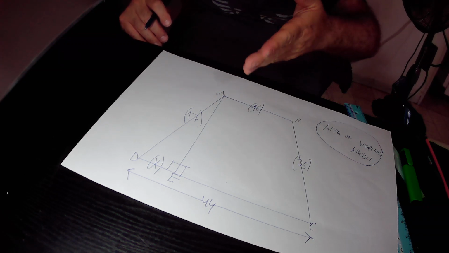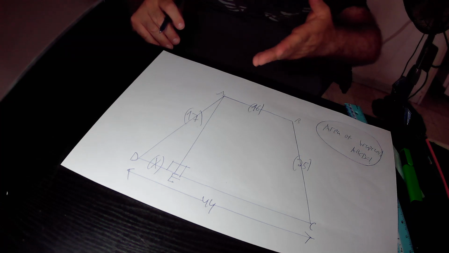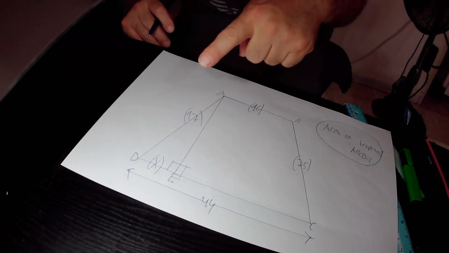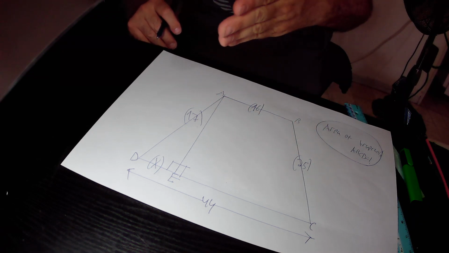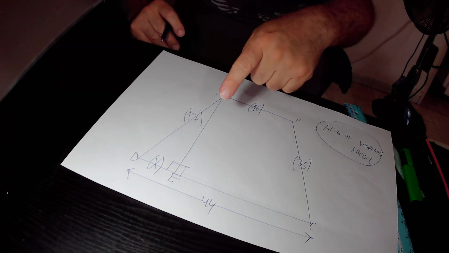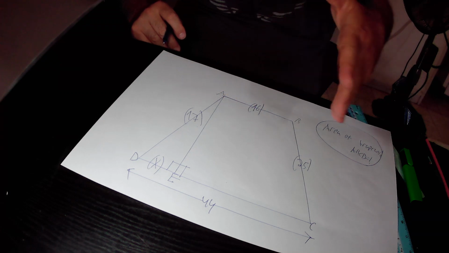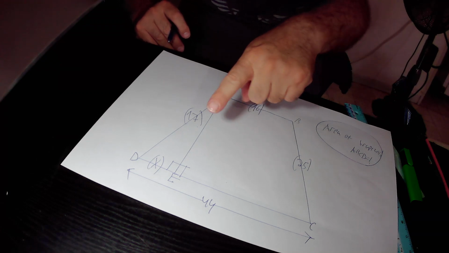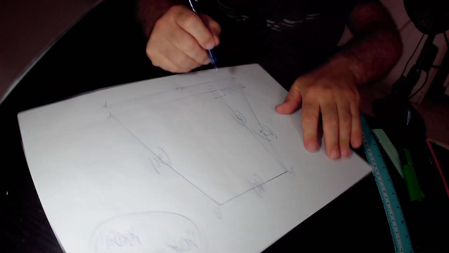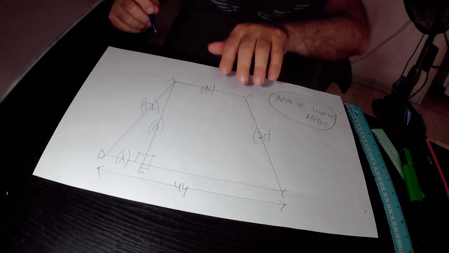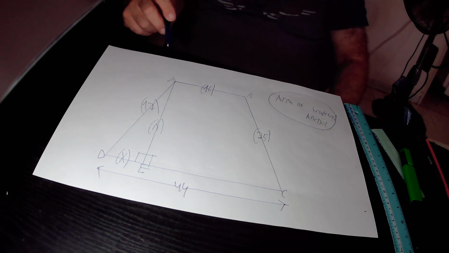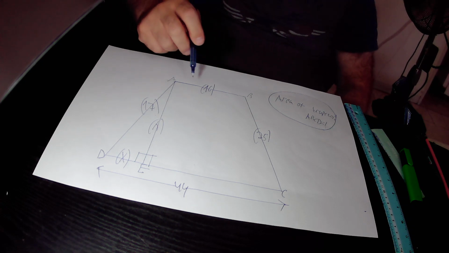Actually, side AE is also the height of trapezoid ABCD. Why? Because side AE creates 90 degrees with the base DC, and therefore AE must be the height of trapezoid ABCD. So we define side AE as h because it is the height of trapezoid ABCD. So AE equals h units according to our definition. So by doing this construction, we created the right triangle AED. So copy the right triangle AED in a new page, and we will implement the Pythagoras theorem on this right triangle, triangle AED.